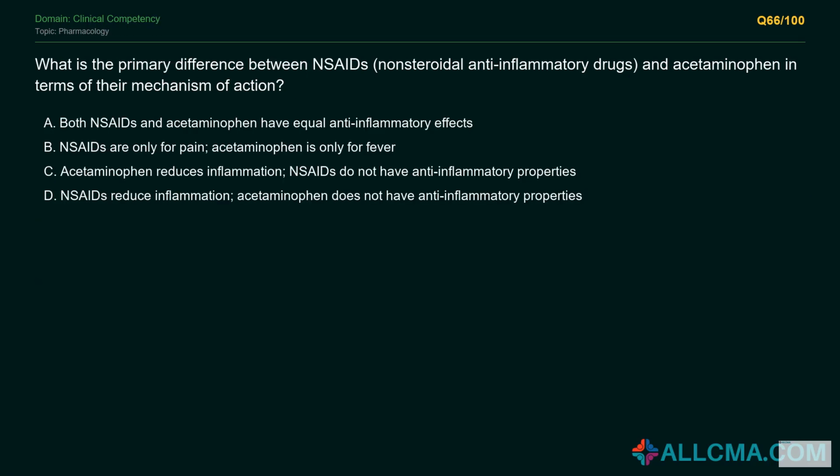Question 66. What is the primary difference between NSAIDs, nonsteroidal anti-inflammatory drugs, and acetaminophen in terms of their mechanism of action? Option A, both NSAIDs and acetaminophen have equal anti-inflammatory effects. Option B, NSAIDs are only for pain, acetaminophen is only for fever. Option C, acetaminophen reduces inflammation, NSAIDs do not have anti-inflammatory properties. Option D, NSAIDs reduce inflammation, acetaminophen does not have anti-inflammatory properties.